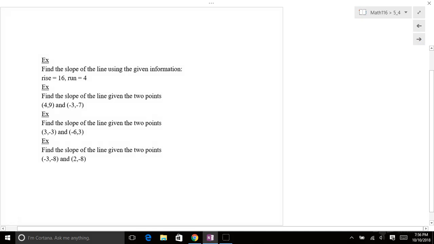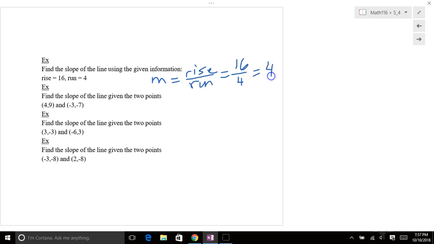So if you're given the rise and the run, since slope is rise over run, you just plug it in and your slope would be 4.